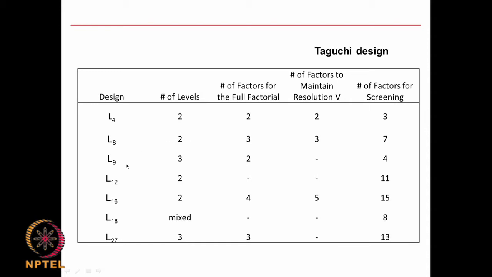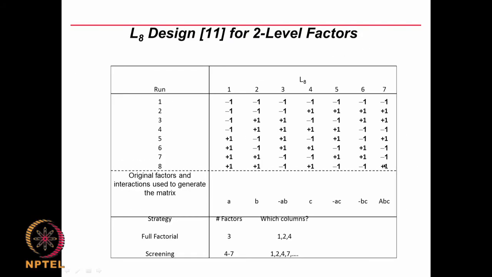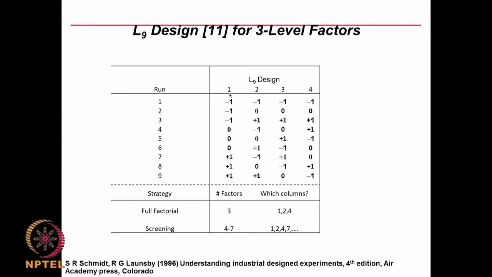Then you have the L9 designs. L9 designs are generally for 3 levels, -1, 0, 1, okay. If I have only 2 factors, it is 3 power 2, which is 3 into 3 is 9, so I will get a full factorial. But I can go up to 4 factors as a screening design, okay. So, I can go up to 4 factors, with 9 runs.